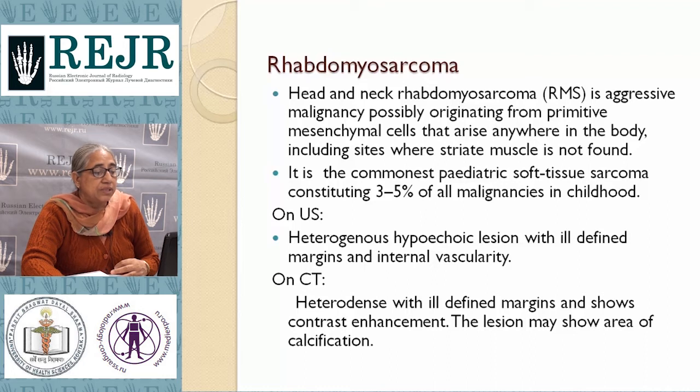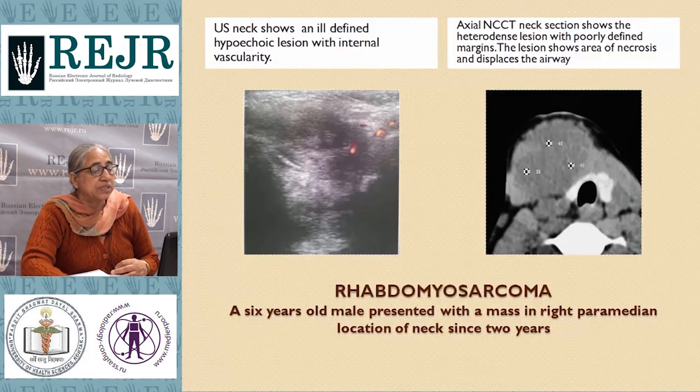On ultrasound, they are seen as heterogeneous hypoechoic lesions with ill-defined margins and internal vascularity. On CT, they are seen as heterodense lesions with ill-defined margins and show contrast enhancement. The lesion may also show areas of calcification.